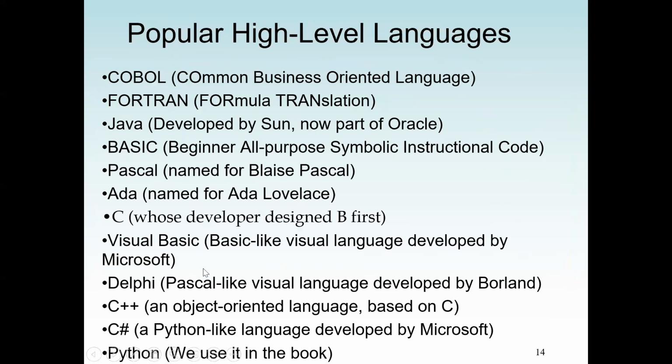Now, these are some of the popular high-level languages. These are the earlier ones, somewhere in the 70s, 80s. We have COBOL, Fortran. Then Java came out somewhere around 1995, mid-1990s. We also have BASIC, Pascal, Ada, C, Visual Basic, etc. Today, the most common languages are Python, C#, C++, and Java, and maybe Visual Basic also. Microsoft uses it a lot, so it's common.